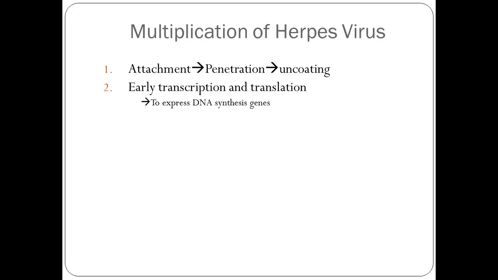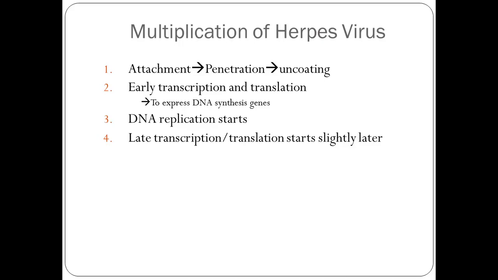Without DNA polymerase, we can't make new DNA, right? We learned this back in chapter 5. So I need to have the DNA polymerase made first. Once DNA polymerase is made, then what can I do? I can make the new DNA. So DNA replication starts. Then I can have late transcription and late translation that starts later to express the DNA that codes for the capsid and the lysozyme.